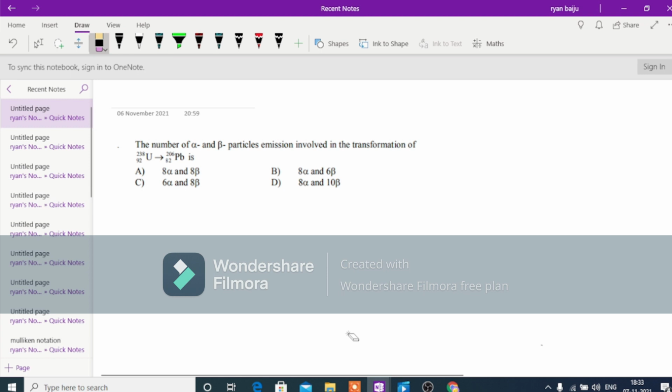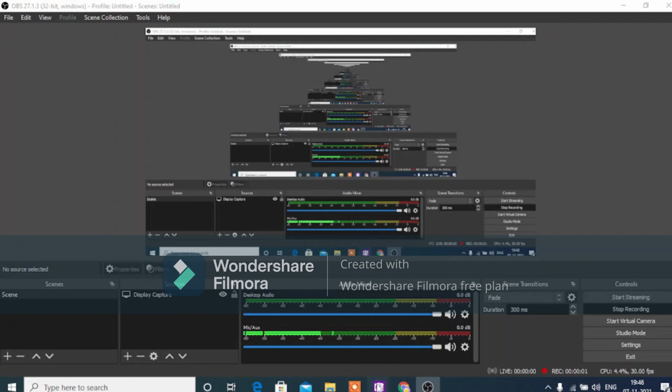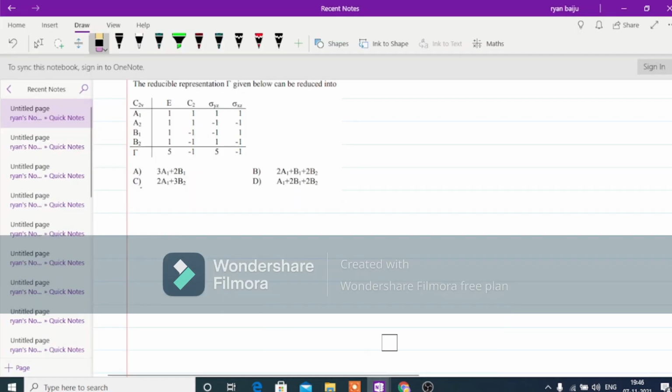Next question, the number of alpha and beta particles emission involved in the transformation of uranium-238 to lead-206. Next question, reducible representation given below can be reduced into. This type of questions are quite easy to understand.